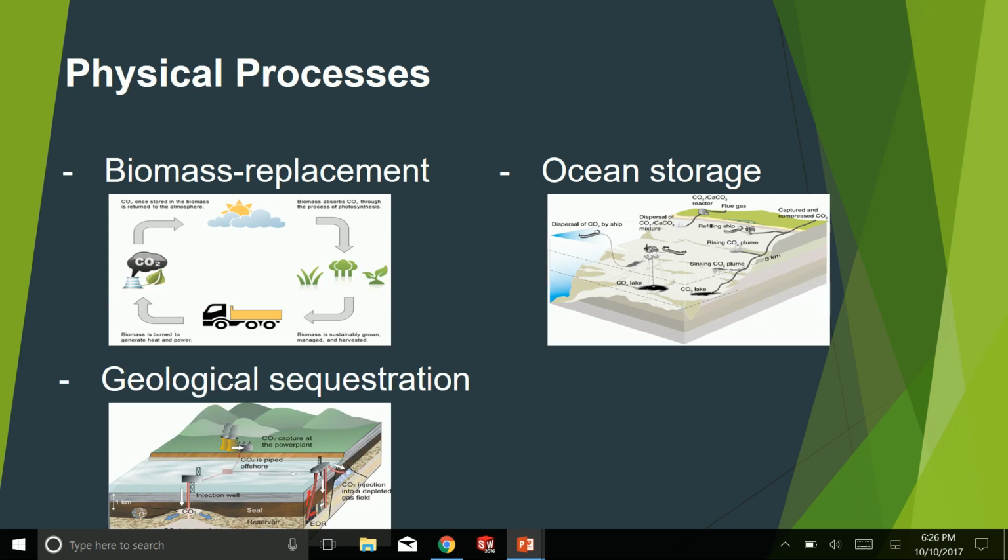There are physical processes that can be used to help maintain the carbon cycle. We can use biomass replacements for fuels, and we can even store carbon dioxide underneath the surface of the ocean as long as it is deep enough to where it's more dense than the surrounding liquids. And we can also use geological sequestration, which means that you are basically injecting the CO2 deep into rock formations.